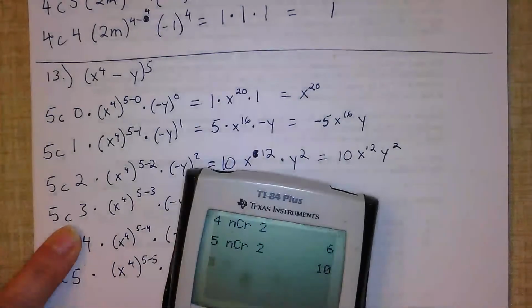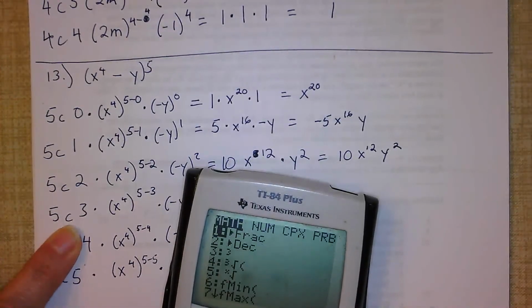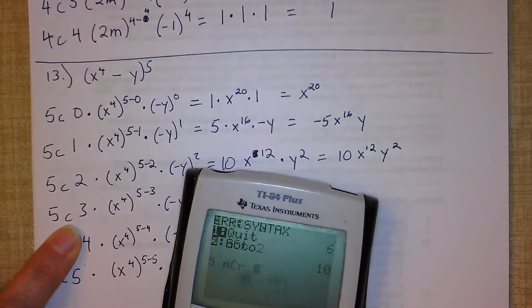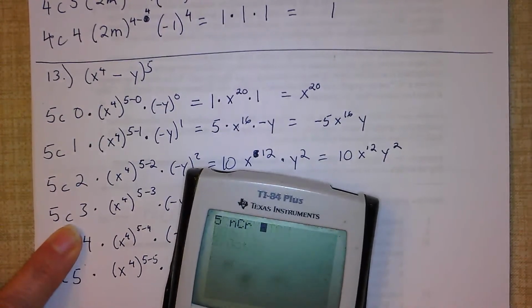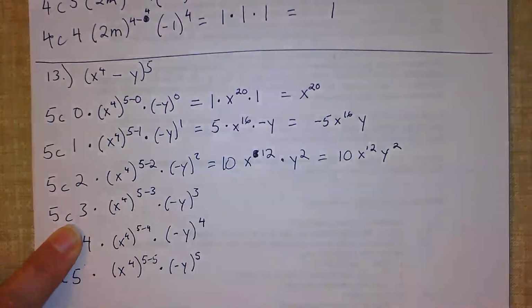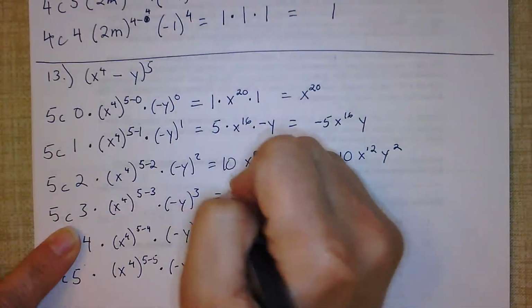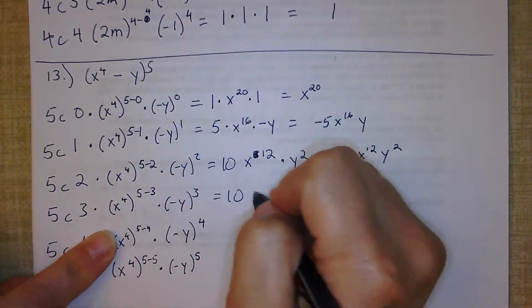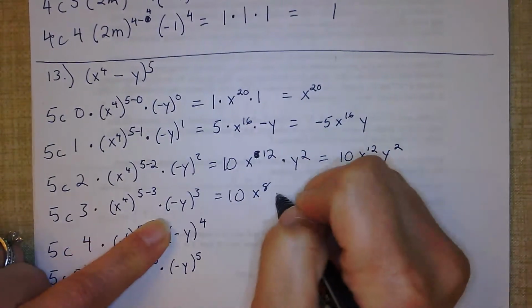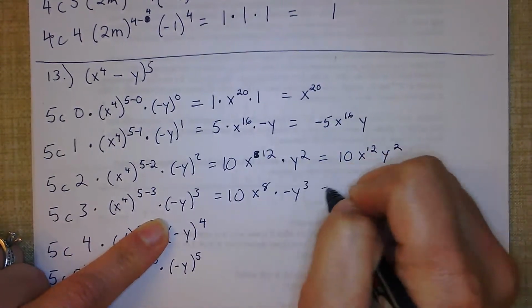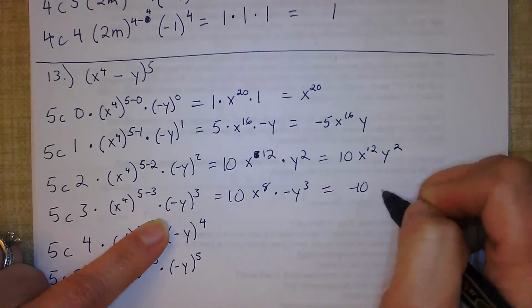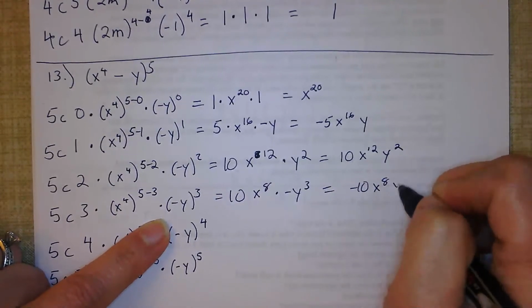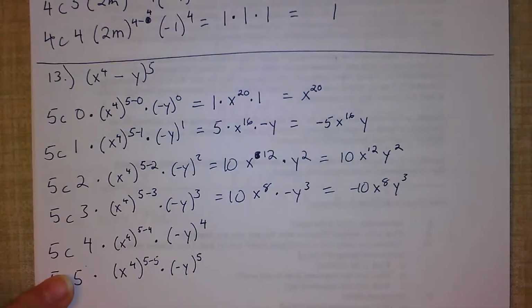All right, 5C3. Oh, I forgot the 3. 10. Oh, duh. 10. That's 2, and that's going to be x to the 8th. And now this is going to be times negative y to the 3rd, which becomes negative 10 x to the 8th y to the 3rd.